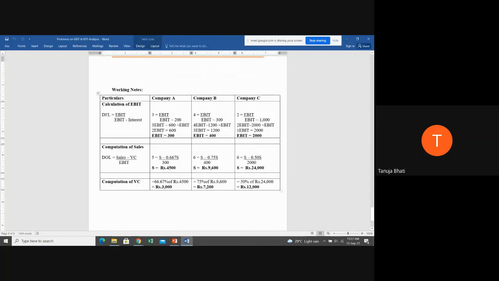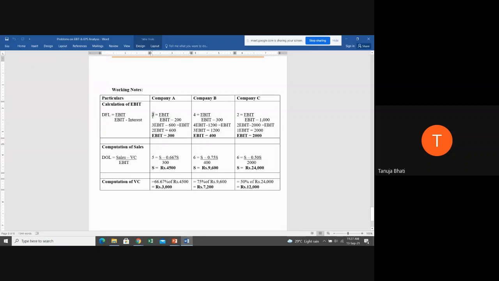Here, the formula for financial leverage is EBIT divided by EBT. Now, EBT is nothing but EBIT minus interest. Since we have to find out the missing figures, we do not know what EBT is, but we know EBT is nothing but EBIT minus interest. So, what do we do? Whatever figures we have present, we will substitute in this particular formula.